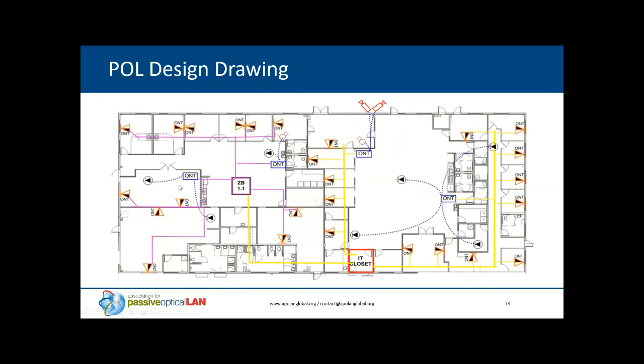We're coming out of our IT closet with a single strand of glass we show in yellow to our zone distribution box. All the purple lines feeding out of the zone distribution are just single strands of glass feeding all of the stations out of that optical splitter in that zone box. We put our orange triangles on there. That's just signifying a wall-mounted ONT sitting in our offices at our typical locations.